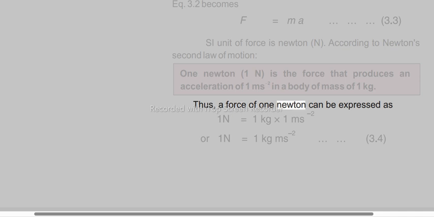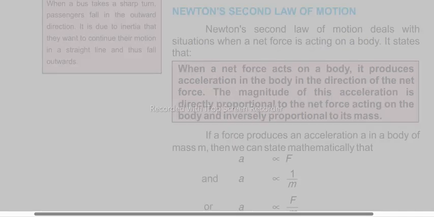Thus, a force of 1 Newton can be expressed as, when a bus takes a sharp turn, passengers fall in the outward direction. It is due to inertia that they want to continue their motion in a straight line and thus fall outwards.